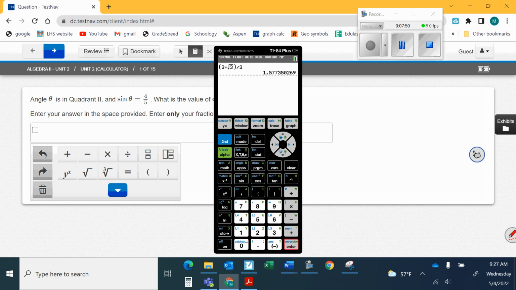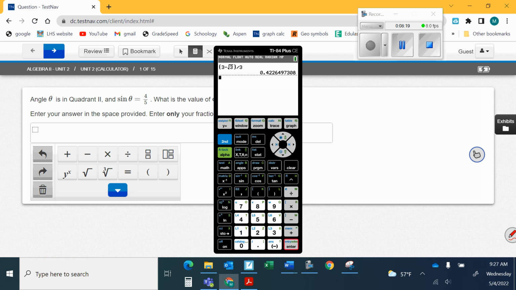There's that answer. The other one was 3 minus that same thing, square root 3, right arrow, parentheses, divide by 3. Oops, I made an error somewhere. Let's see. Oh, I forgot my first parentheses. See what happens? I can go back here, hit second delete, which is insert, and put a parentheses there. That way I don't have to retype the whole thing. Okay, then hit enter.